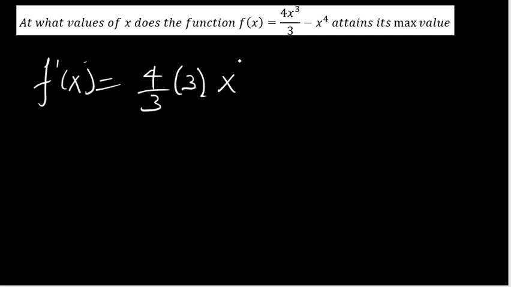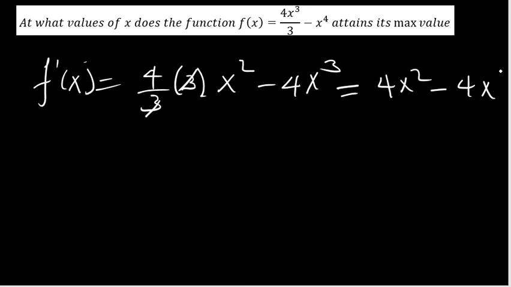To check a maximum and minimum value, we need to derive and then factorize, and then we will try to construct a sign chart, or we have to observe sign change. Positive to negative is maximum, and negative to positive will be minimum. So let's derive first. The derivative of this function, the first one, the cube will come, so 4 over 3, then the exponent 3 comes, then x squared minus, the second one, it will be 4x cubed. This is the derivative. Cut the 3. This is the same as 4x squared minus 4x cubed.